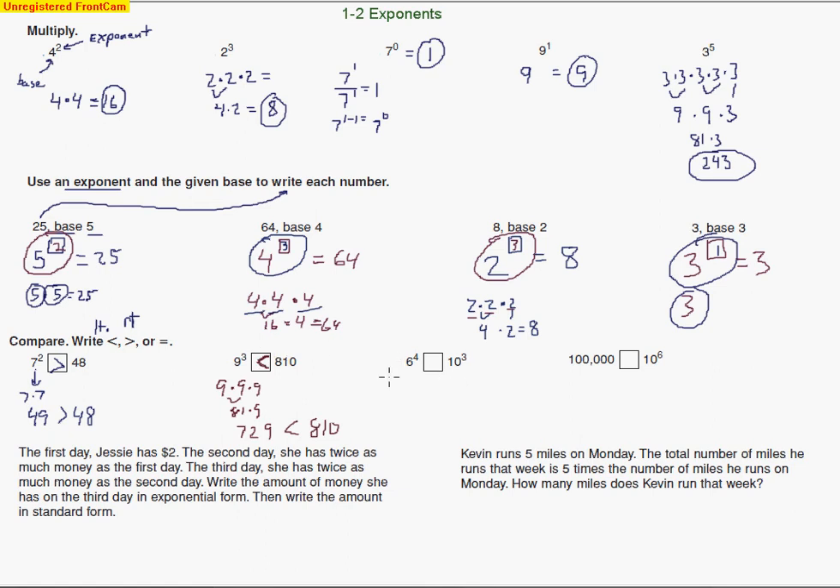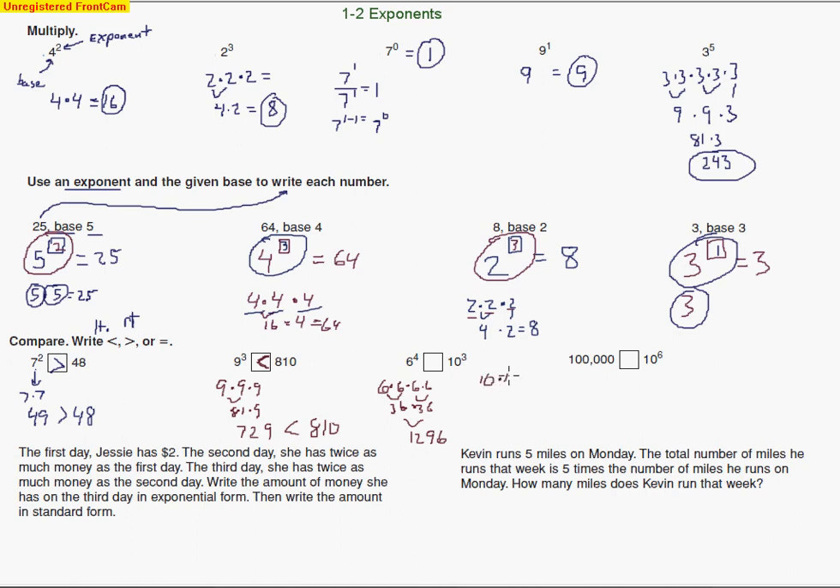Over here we have 4 6's being multiplied. And so we'll go ahead and multiply 2 6's, make 36. 2 more 6's make another 36. So we have to multiply 36 times 36. Well, when you do that, you get 1,296. Now, how about 10 to the third?